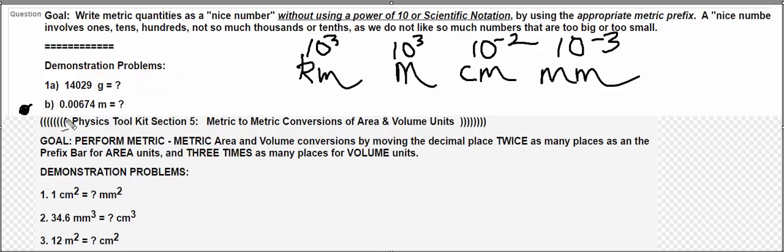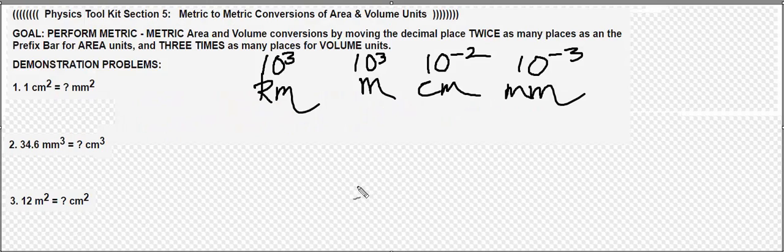Example B, how about 0.00674 meters? Not a very nice number. To make this a nice number, the decimal place needs to go to the right. How many places? Well, 2 places to the right. We could do that from meters to centimeters, but that would be 0.674. Even nicer would be to go 3 places to the right, or from meters to millimeters. So that would mean that this becomes instead 6.74 millimeters.